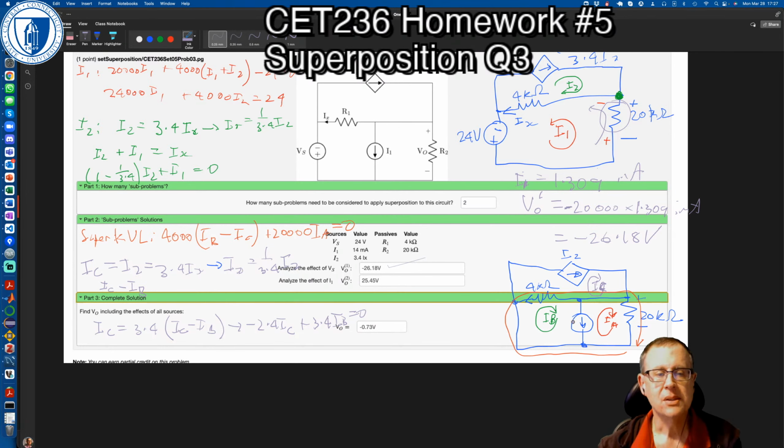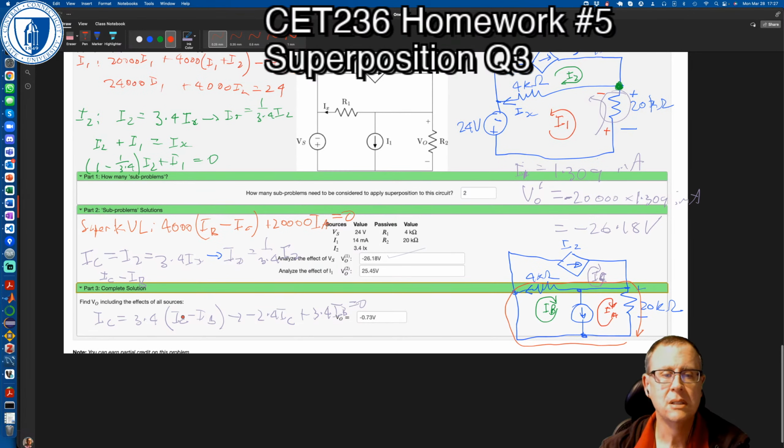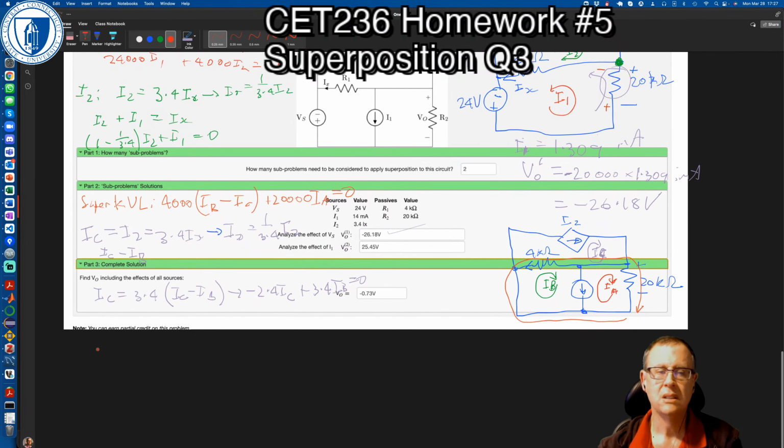So I think the third one we've got to look at is what happens in this branch. Because we've got I1 is 14 milliamps. So let's just try another color. We'll go with red maybe. So we've got I1 equals IB minus IA, and that equals 14 milliamps.